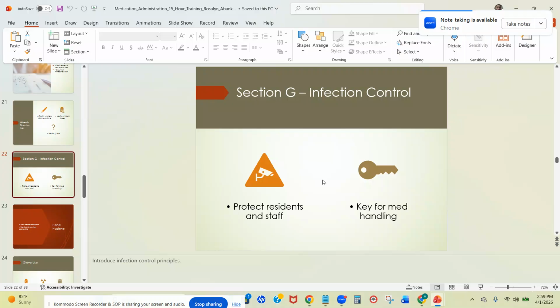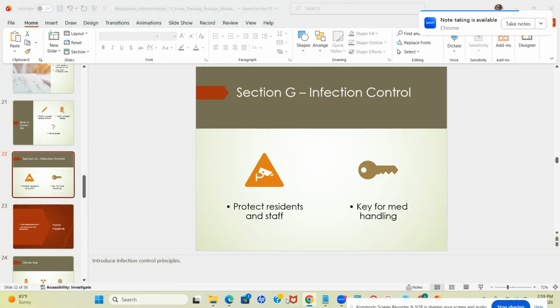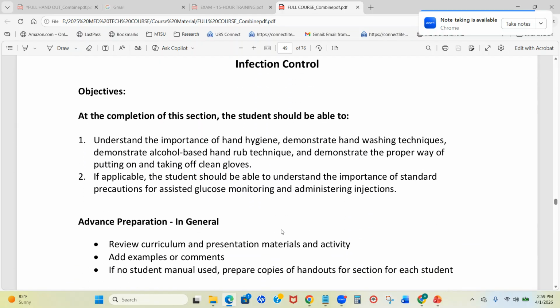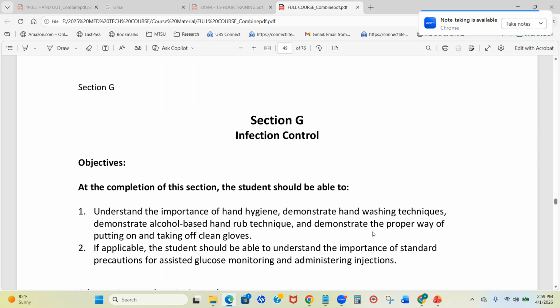In this section, we are doing section G, which is infection control. Now, I have an entire course on infection control that is approved by the state of North Carolina.